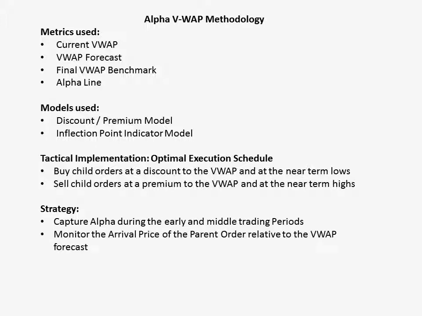The general strategy is to capture alpha during the early and middle trading periods. We monitor the arrival price of the parent order relative to the VWAP forecast, and finally we satisfy the parent order late in the trading period.